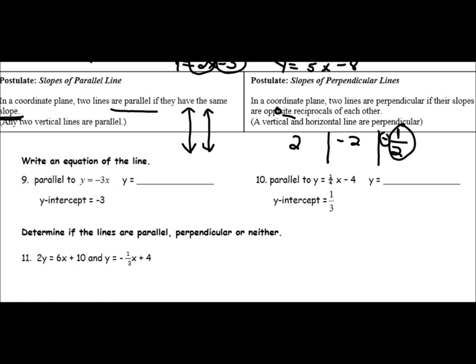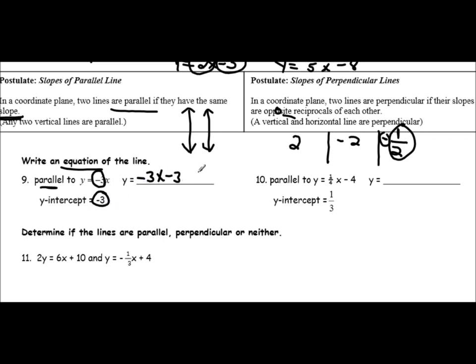So in order to write an equation of a line, here we're given y equals negative 3x with a y-intercept of negative 3. So how can I write an equation of a line with this slope, because it's parallel, and this y-intercept? Well, parallel to y equals negative 3x would still have a slope of negative 3, then my x, and then my y-intercept is negative 3. So parallel to y equals negative 3x would be y equals negative 3x, and with a y-intercept of negative 3, minus 3.